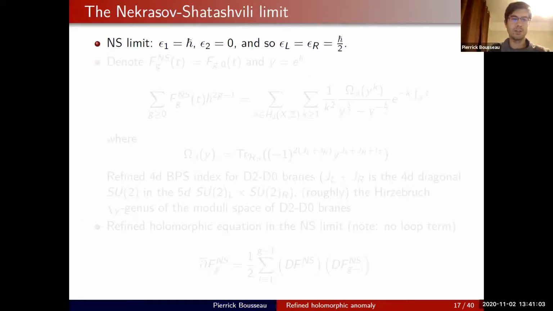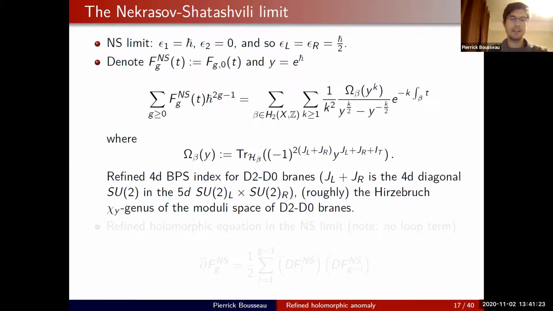So in this talk, we'll focus on the Nekrasov-Shatashvili limit, which is a particular limit of the refined topological string, which is in some sense orthogonal to the unrefined one. In the Nekrasov-Shatashvili limit, you set one of the two parameters epsilon 1 and epsilon 2 to 0, and you call h bar the remaining one. And then in this limit, the previous formulas simplify a bit. In particular, our BPS index is a trace of something, but now the dependence on the left spin and the right spin is only through the sum of the two.